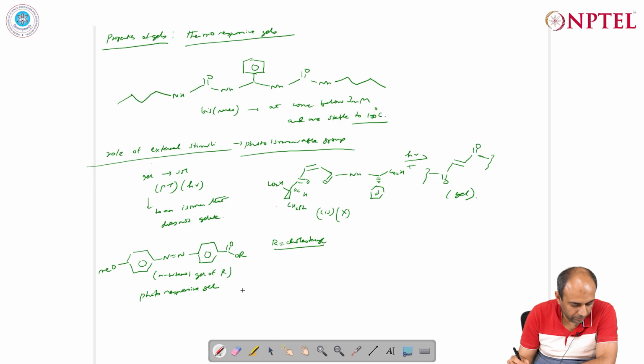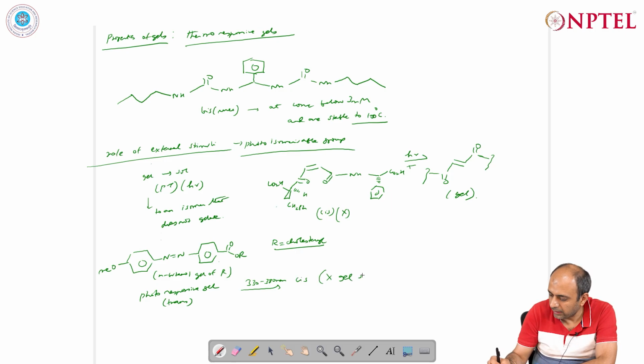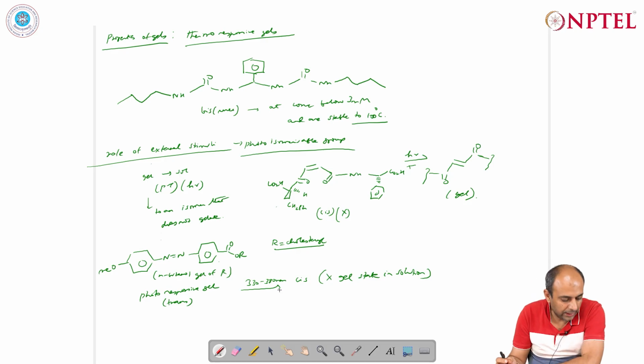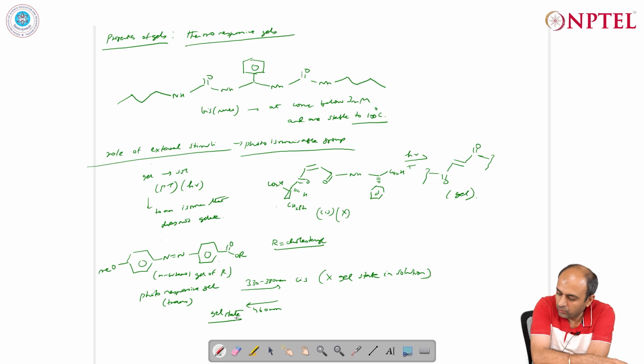And what happens when you shine light of 330 to 380 nanometer, it converts from the trans to the cis isomer, which does not form a gel state in solution. So, the gel property of this particular compound is in the trans geometry, but when you irradiate with 330 to 380 nanometer light, it loses the gel property. However, when you now pass light of 460 nanometer, it goes back to the gel state again. So, this is a reversible process where you can control the process of gelation.